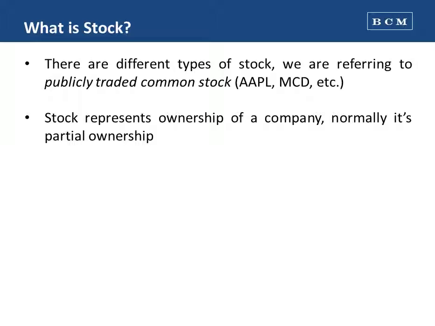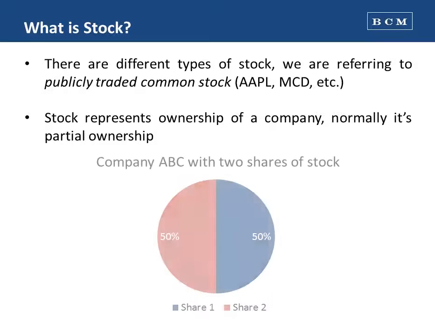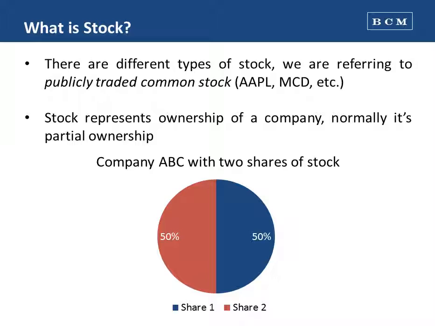So what does that stock represent? Well, that stock represents ownership in a company. Normally we're talking about partial ownership. So here's an example. Let's say there's a company, we'll call it company ABC, and it has 2 shares of stock. Now, if you own 1 share of that stock and I own the other share, then we each own 50% of the company. We each own half of the company. So that stock reflects our partial ownership of the company.